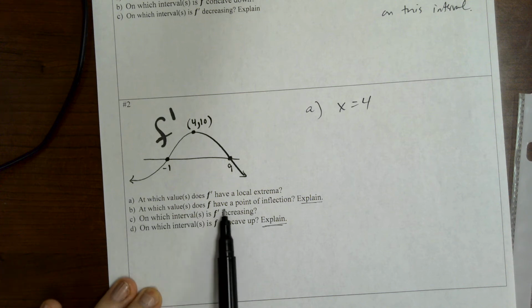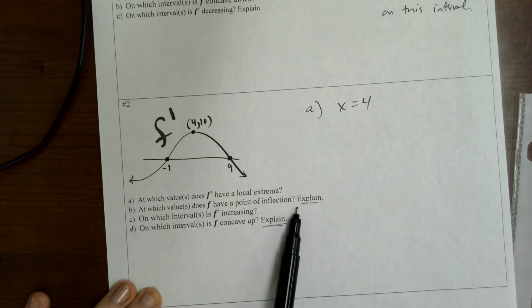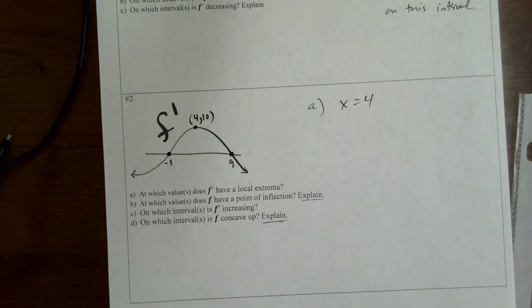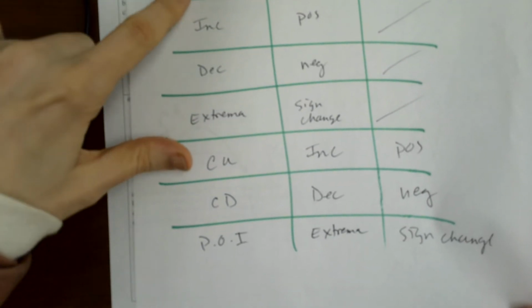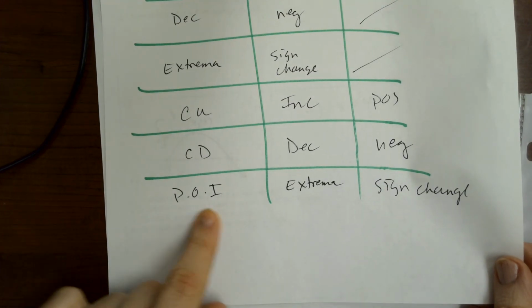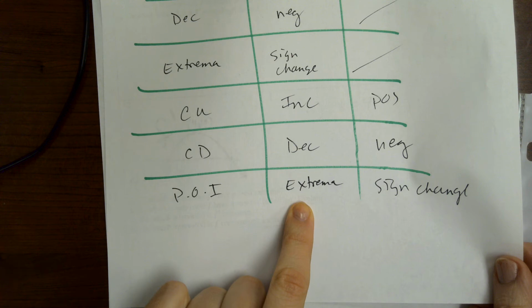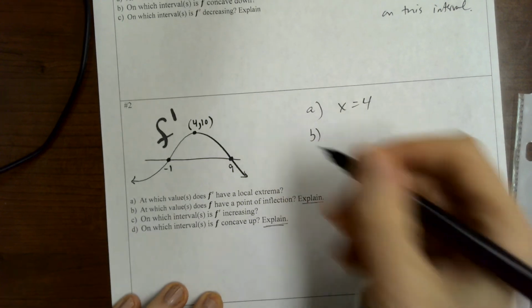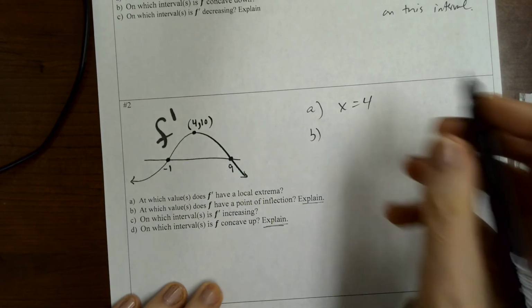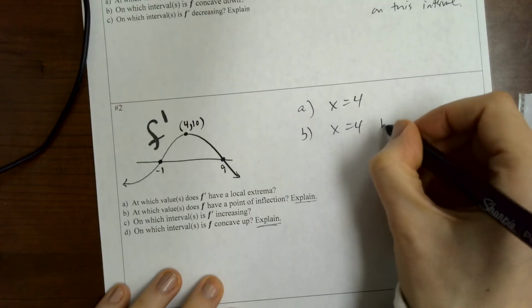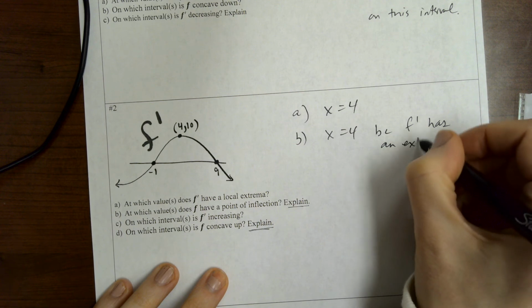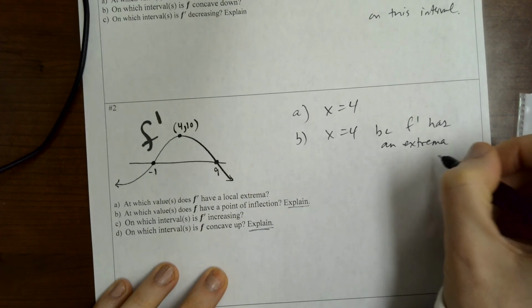At which value or values does f have a point of inflection? All right, this is not the graph of f. This is the graph of f prime, so I've got to go to my table because they're asking about f. So f is going to have a point of inflection when f prime, which we're looking at, has extrema. So part B, at which value or values does f have a point of inflection? X equals 4. Explain: because f prime has an extrema there.